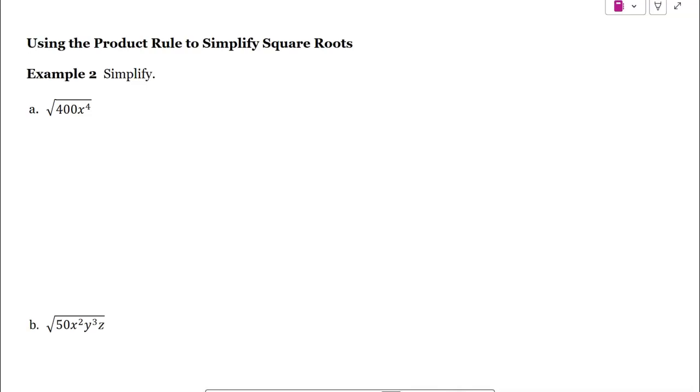Using the product rule to simplify square roots. The product rule tells us that if we have two items that are being multiplied together under a single radical sign, we can actually split this up to be the product of two separate radicals. The operation is still multiplication, but I've split the a and the b apart into their own square root signs.